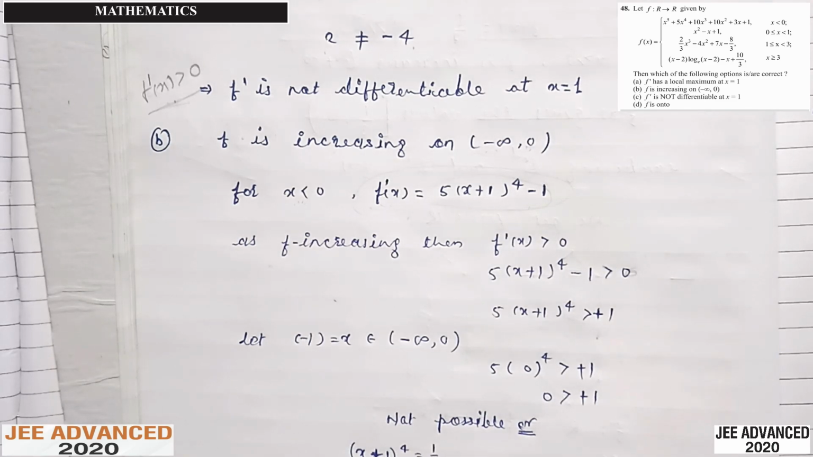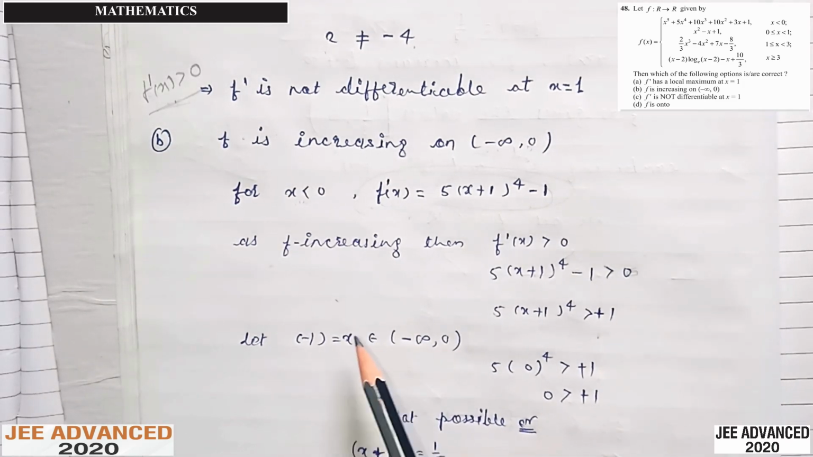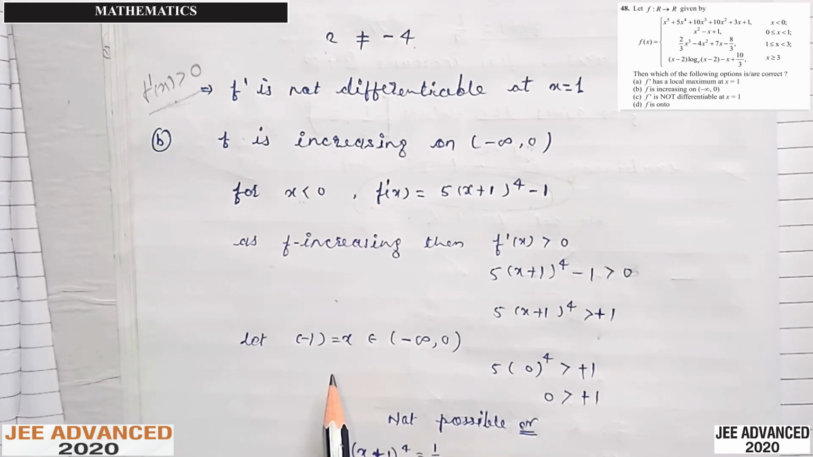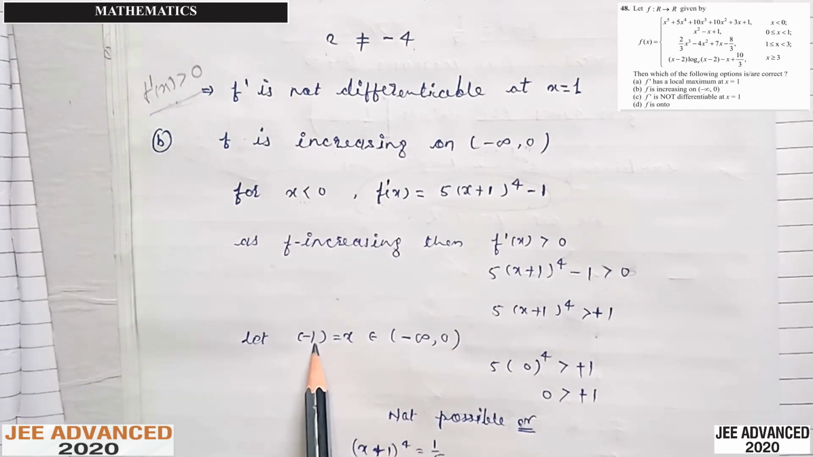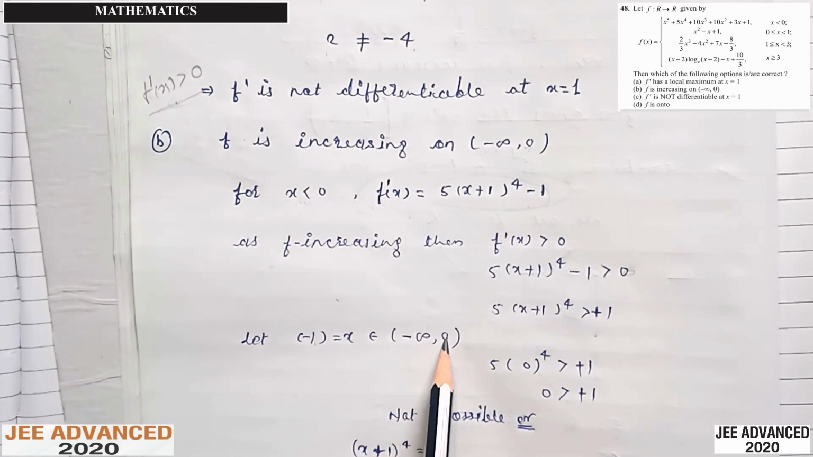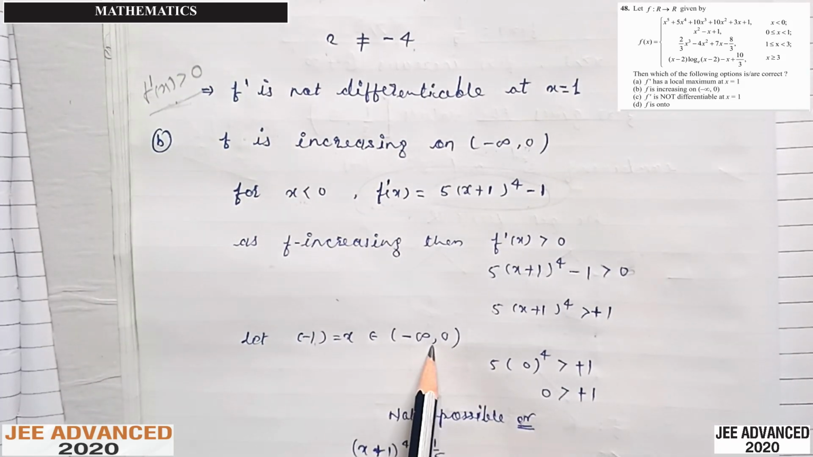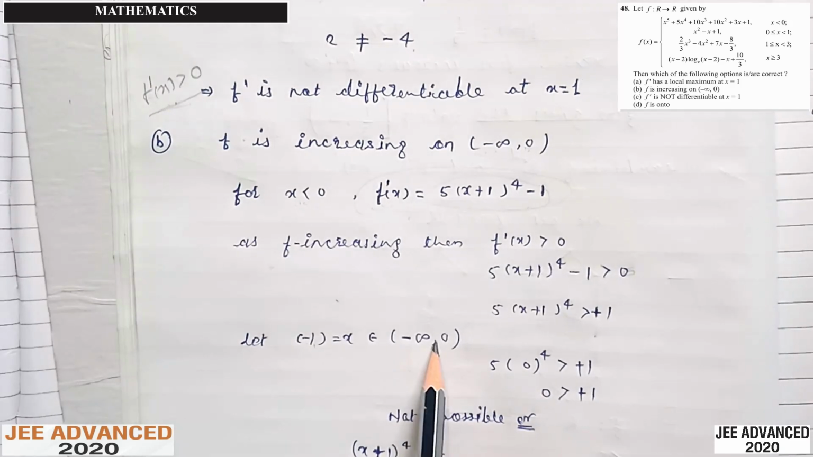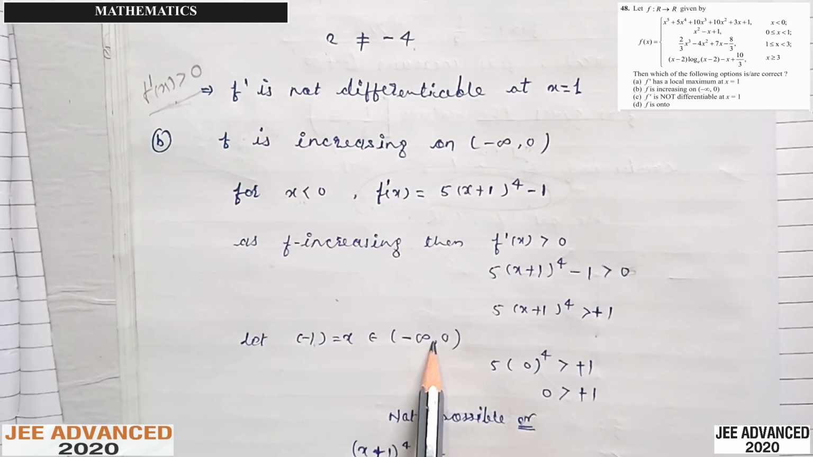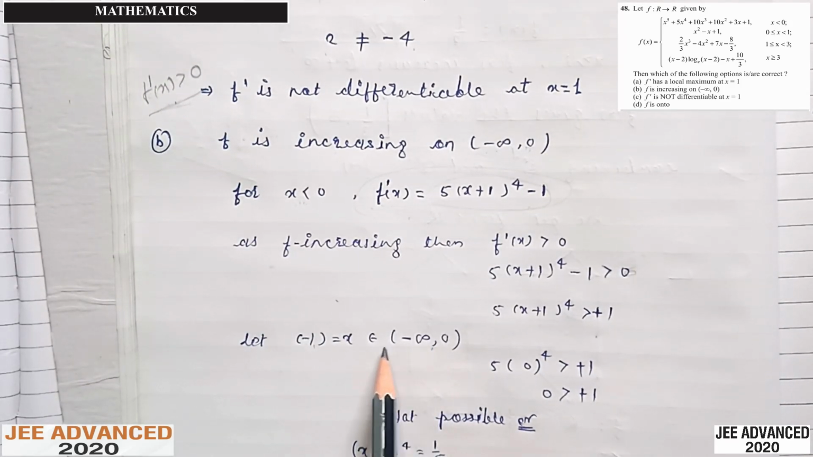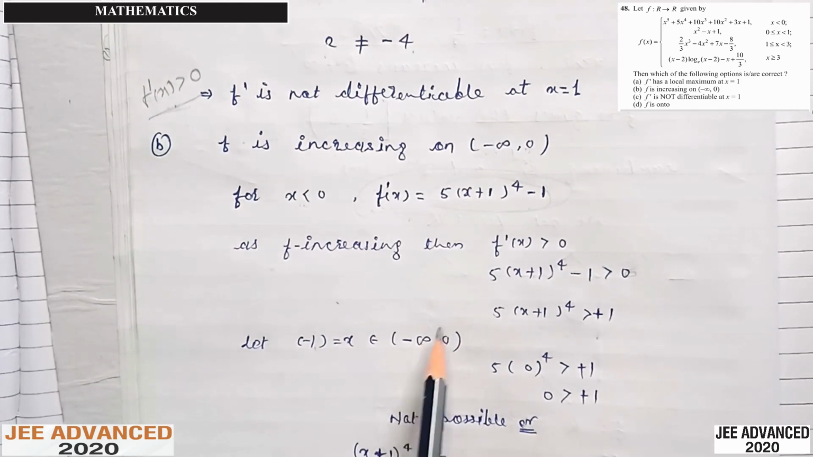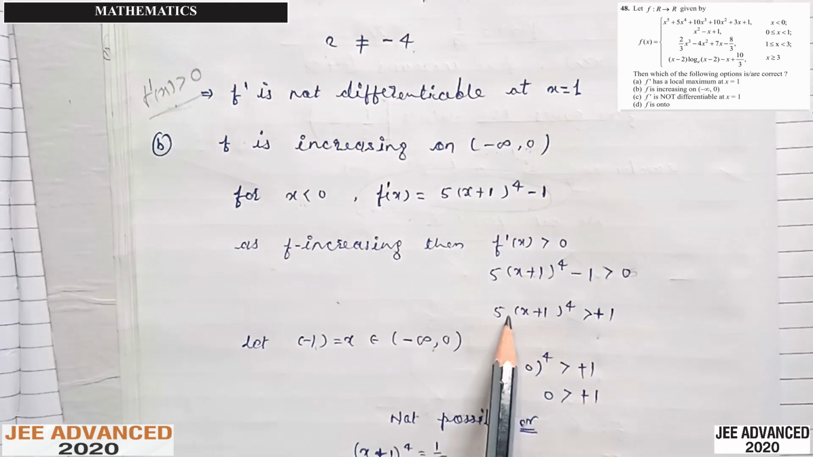For that particular point, I select x as negative 1 from negative infinity to 0. Negative 1 always belongs to that open interval, the values lesser than 0 but not 0, so negative 1 is here. So put x as negative 1 in our value. This one is negative 1.